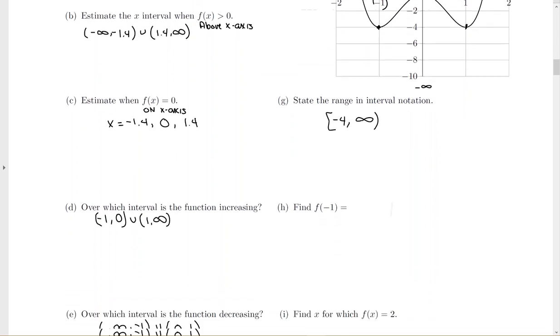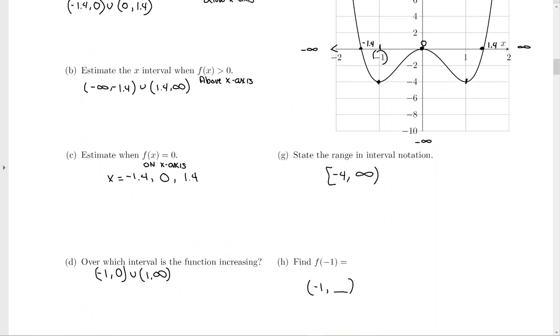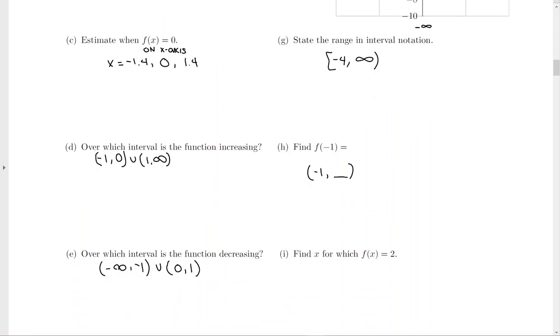Find f of negative 1. So what this is asking is when your input is negative 1, what's the corresponding output? So we're looking for a point that's negative 1 comma something. So negative 1 comma negative 4, my output would be negative 4, because that's going to be the y value that goes here. So our value is negative 4.